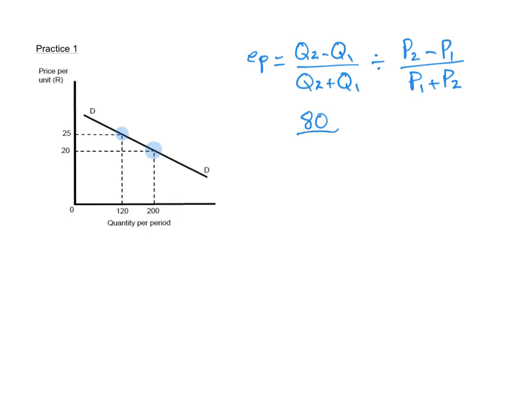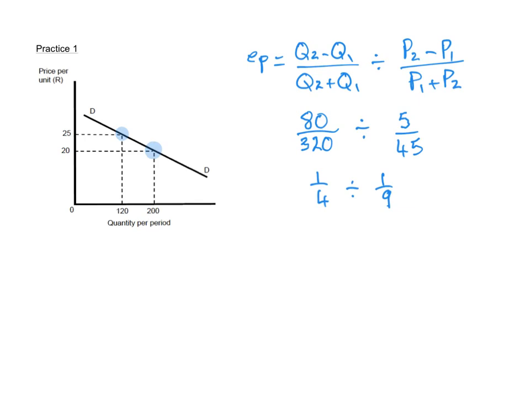The sum of the two quantities is 120 plus 200, which gives us 320. That result is going to be divided by the difference between the two prices, which is 5. So 25 Rand minus 20 Rand is 5. The sum of the two prices is 20 Rand plus 25 Rand, which of course is 45 Rand. So if we simplify these fractions, we don't have to do this. We get 1/4 divided by 1/9.